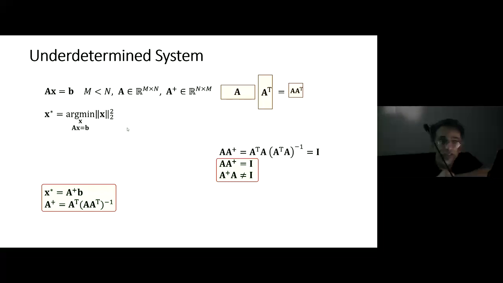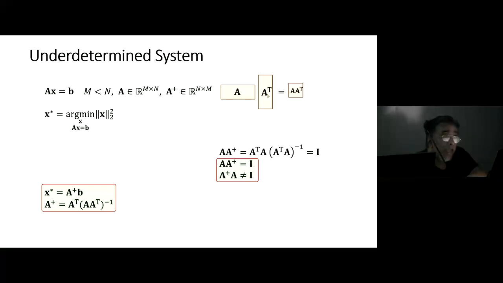So this, in summary, is what we just saw. Ax equals b, we want to solve. It's an underdetermined system, and so A is a wide matrix. We want to find the minimum norm solution. And so these are the expressions that we get: x star is A pseudo-inverse times b, where the pseudo-inverse is given by this expression here.